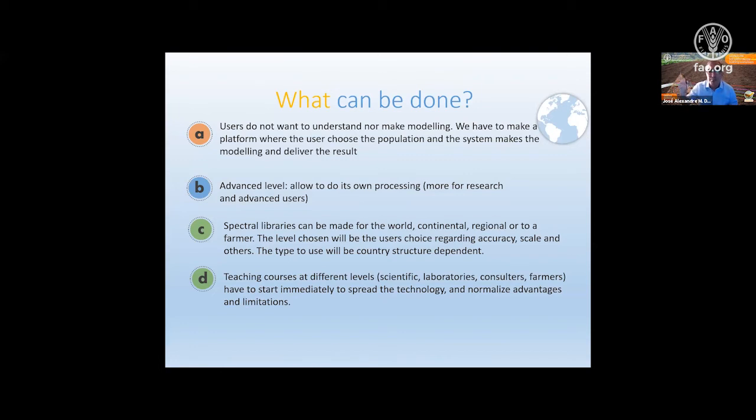Spectral laboratories can be made for the world, continental, or regional. The level is chosen by the user's choice regarding accuracy, scale, and others. That's why it can be done. The type to use will be country structure dependent as well.